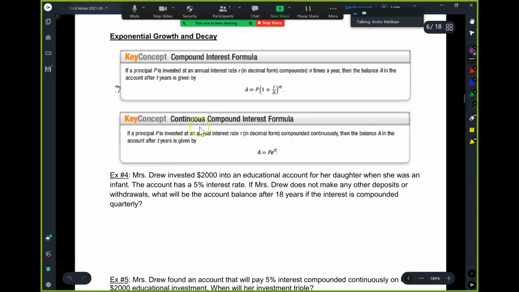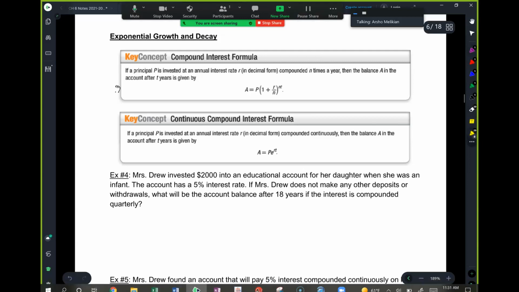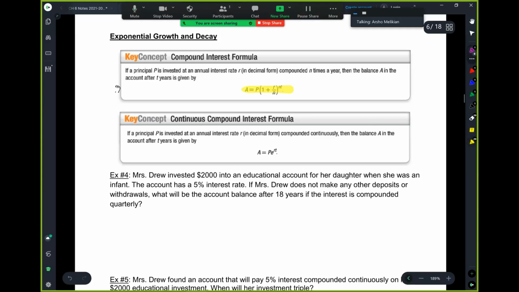Let's apply exponential growth and decay. One place where we apply exponential growth is in compound interest. And the formula for that is this. You've all seen it before. Basically, if you go to the bank and invest some money, this tells you how much money you will have at the end of a term.